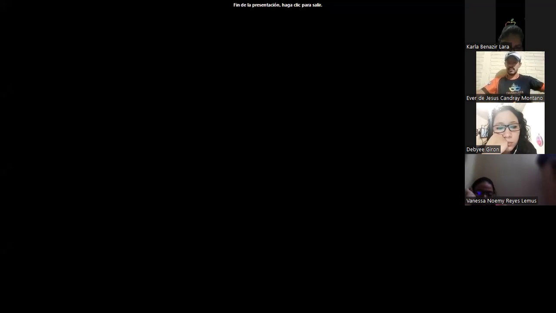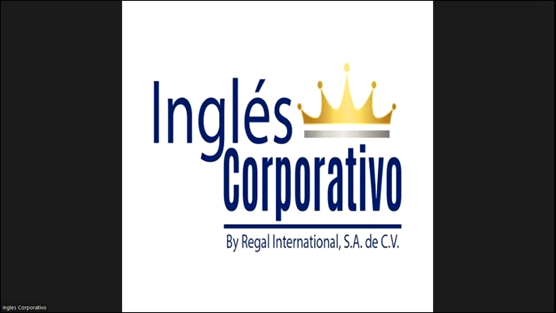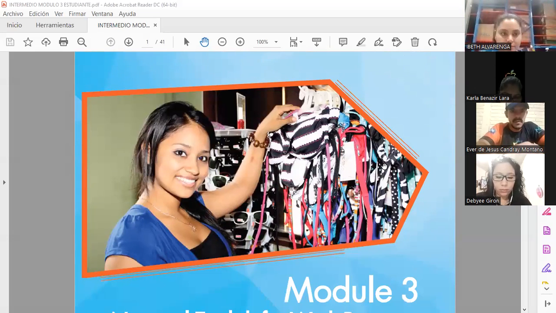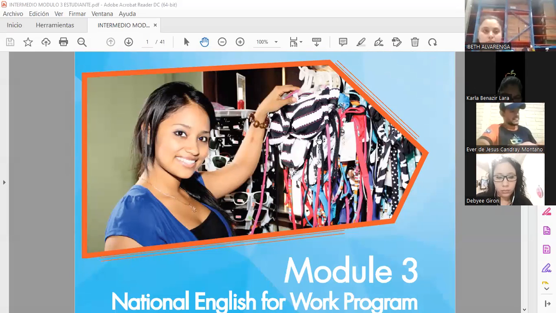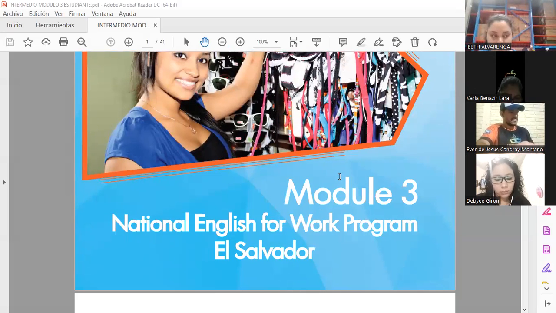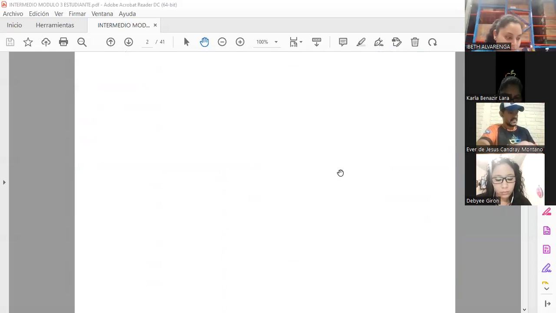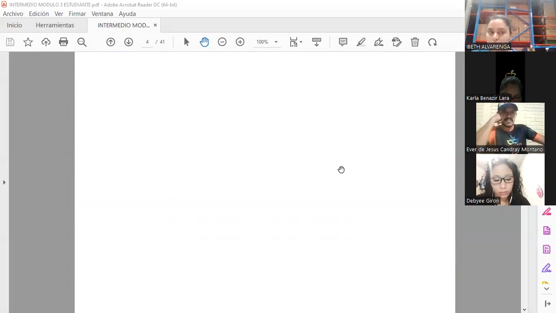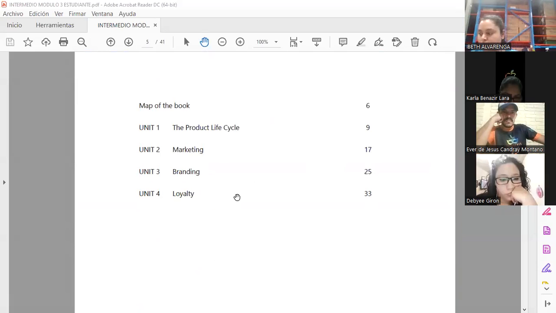Good. If no questions, we're going to go to the manual. I will show you the manual. What time is it? It's very late, but I'm going to try to follow this. Okay, this is the manual for intermediate 3. This girl is showing some products here. This is module number 3. You know everything about this, right? English for Work, INSAFORP promotes deeds. It's an excellent manual, of course. And here we have the four units.